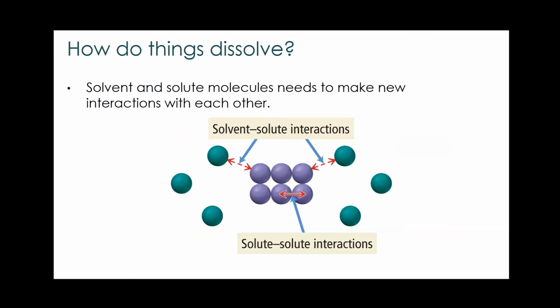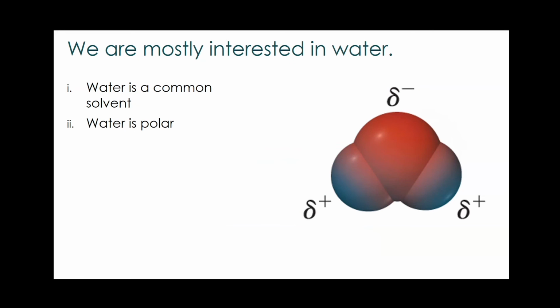Now, the way these 2 categories of compounds behave when they dissolve is different, all right? So basically, if I have my solute, the thing being dissolved, and then I have my solvent, like water, for most of what we're going to be doing, they need to interact with each other in new ways when dissolving happens, all right? And for this course, we're mostly interested in water for the main reason that water is common, all right?